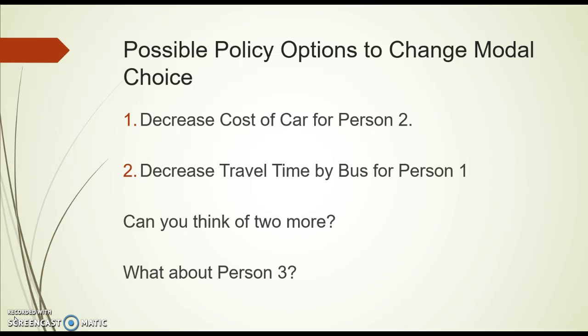What about the person who is time conscious, person 1? Well, she chose car because she's time conscious. So if we want to cause her to change her mode, one of the things we may have to do is to decrease the travel time by bus for that person in order to change her mode. But those are not the only things we can do. Can you think of 2 other things we can do to cause that shifted mode of those 2 persons? And what about person 3? How do we shift his mode? Let's see what you can do for that.